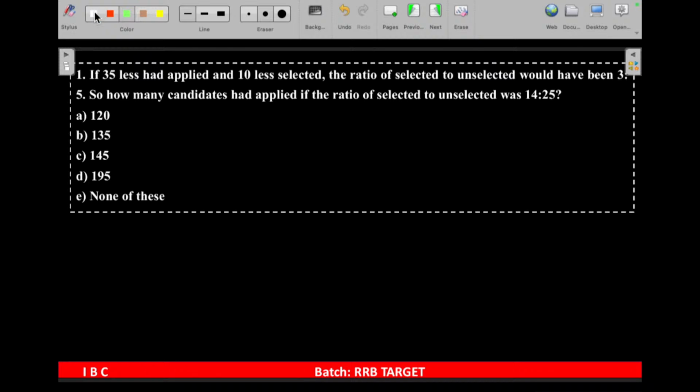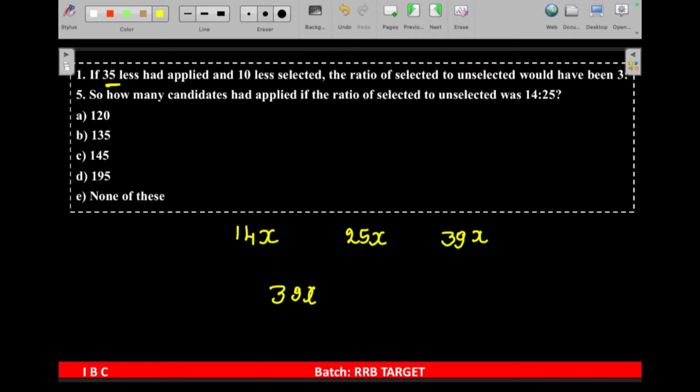Now, very important. Initially 14x students are selected and 25x are unselected, which means total applied students will be 39x. Now tell me, what is this 35 according to you? 13. Starting 39x applied. Yes, starting 39x applied.